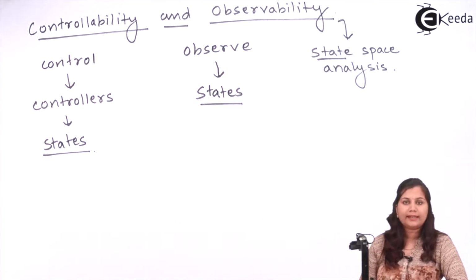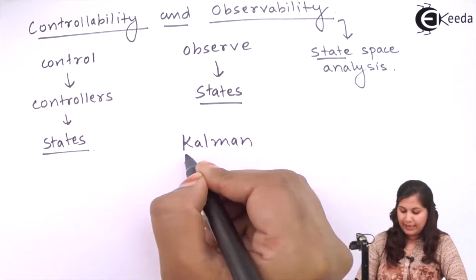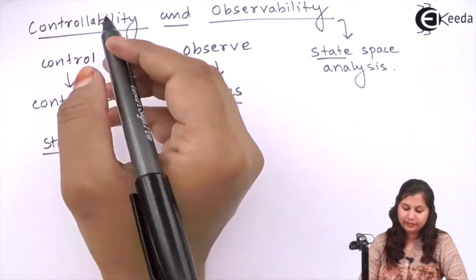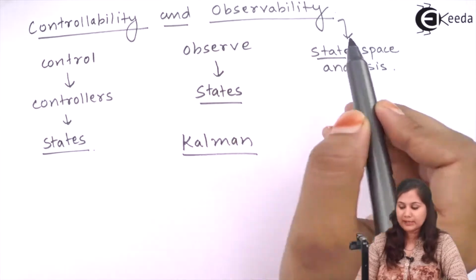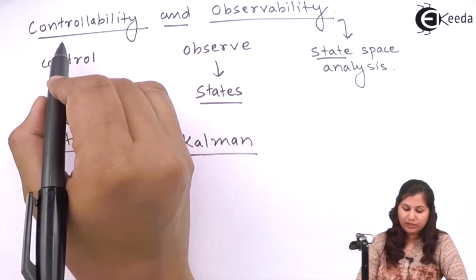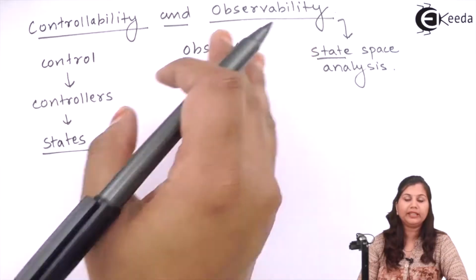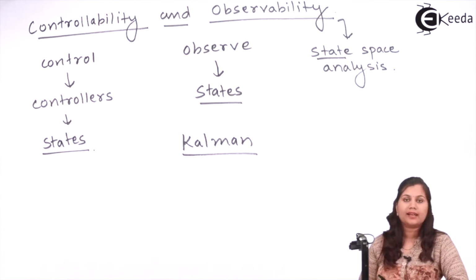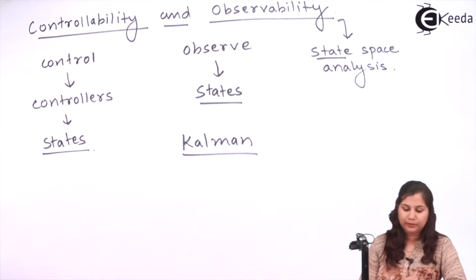So there was a scientist named Kalman, and he defined the two terms controllability and observability with respect to the state space representation of the system. So let us see what is the definition of controllability and observability, when a system can be said to be observable or controllable.